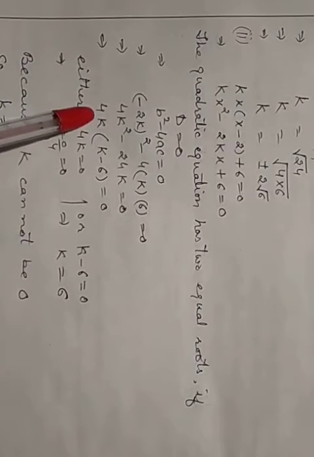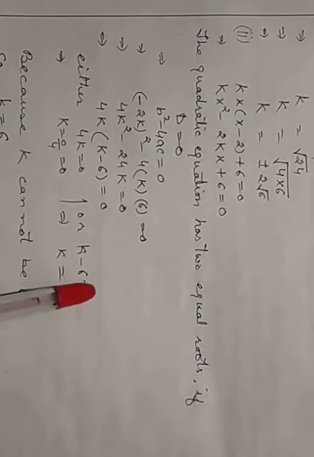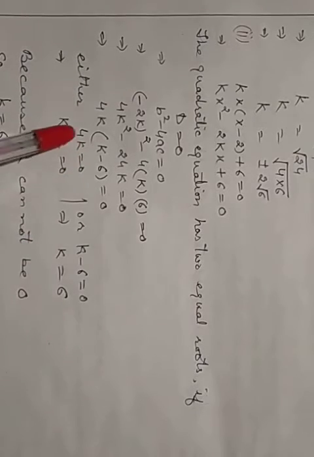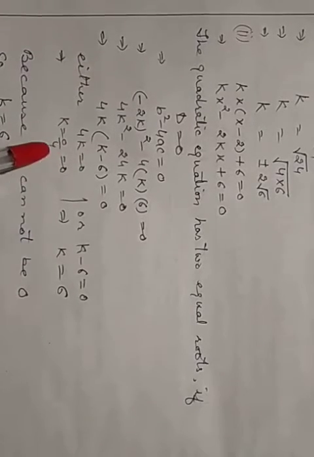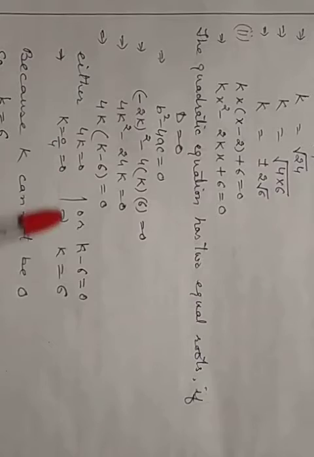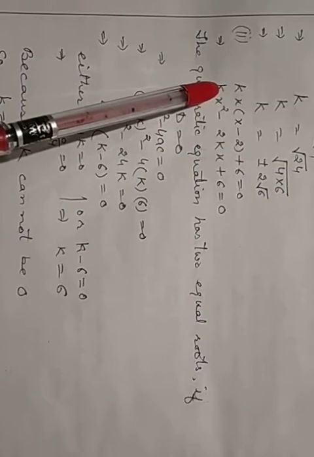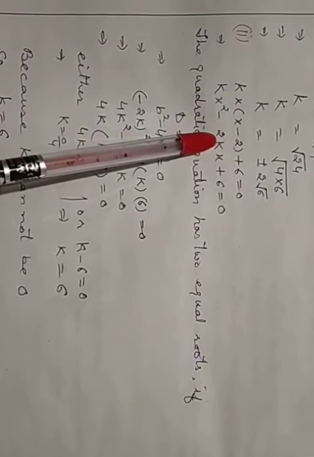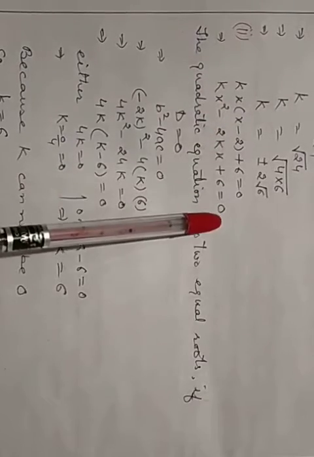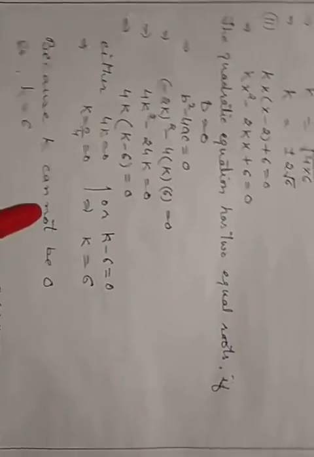Either 4k is equal to 0 or k minus 6 is equal to 0. K is equal to 0 upon 4, which is 0. K is equal to 6. Now you have two values of k, but 0 cannot be the value of k. Why? Because if I put 0 here, it is 0, which means 6 is not equal to 0. That's why we cannot take k as 0, because k cannot be 0. So the value of k is equal to 6.